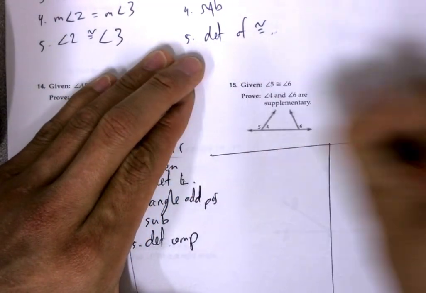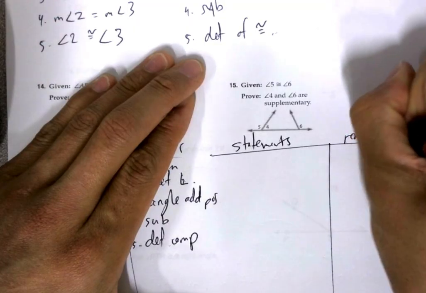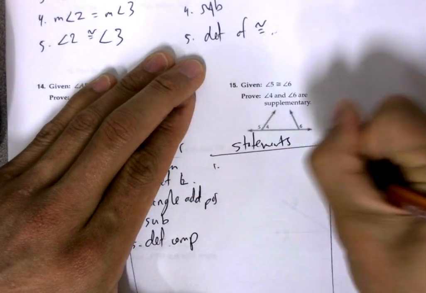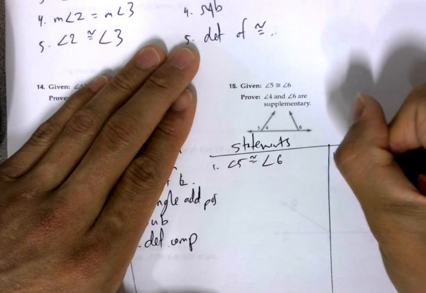Well, I'm going to go ahead and just write down my statements and reasons. That's the first step. And then I'm going to label my statements. I'm going to write down my given, angle 5 congruent to angle 6. This is given.